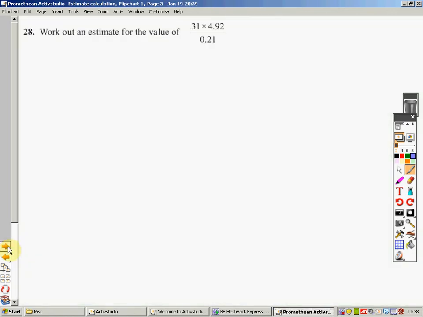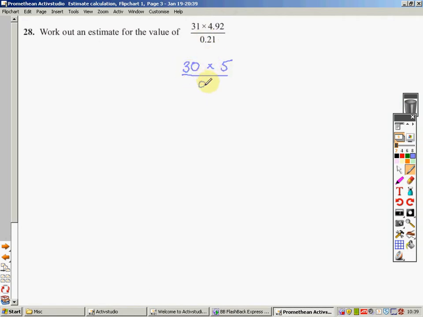Here's another one for you. Have a go, press pause. Okay, welcome back. I'm going to do this one for you quickly. 31 becomes 30. The 4.92 looks terribly complicated. Actually, that's nearest to 5 as a single, as one significant figure.